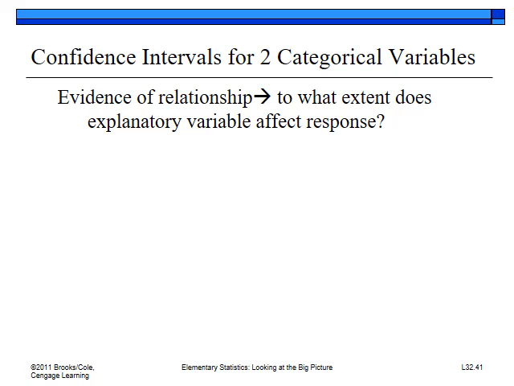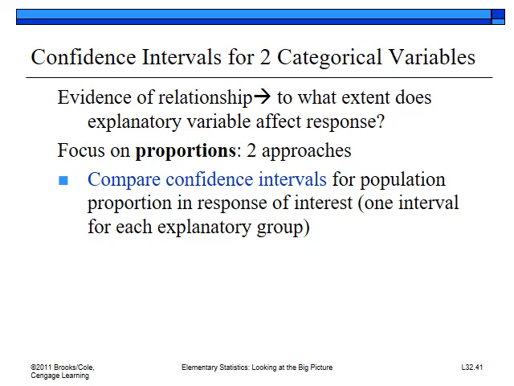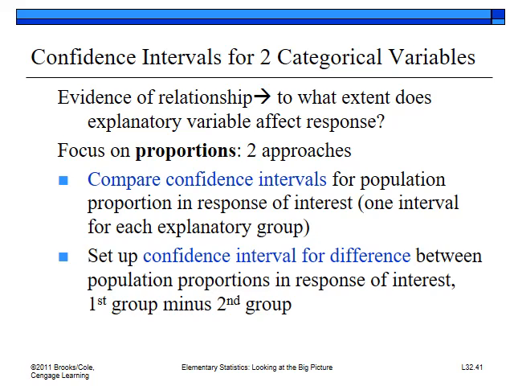So let's look at confidence intervals. Remember, we can use confidence intervals to establish a relationship, or at least get evidence of a relationship, because it tells us how much the explanatory variable affects the response. So if we're looking at proportions, we can either compare confidence intervals for population proportion, or we can set up a confidence interval for the difference between them and see if zero is in there.